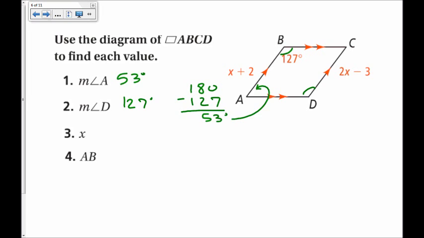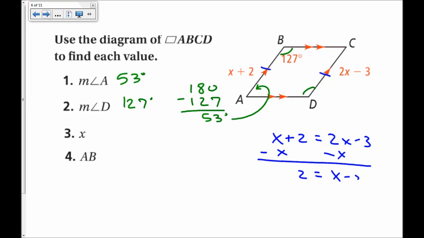Now to find the value of X, I need to look at the fact that the opposite sides in a parallelogram are congruent. So X plus 2 would have to be equal to 2X minus 3. And I'll solve this equation by subtracting X from both sides, and then add 3 to both sides. And I get X is equal to 5. Okay, and then I can find AB by plugging that in. 5 plus 2 is 7. Okay, that's using those 3 properties.